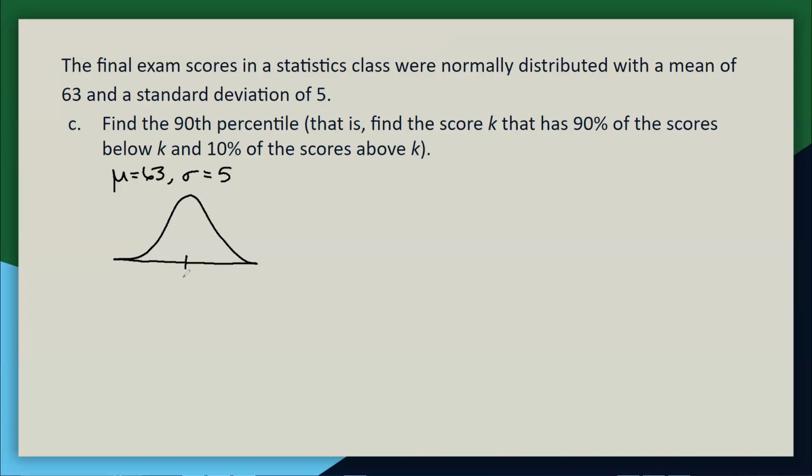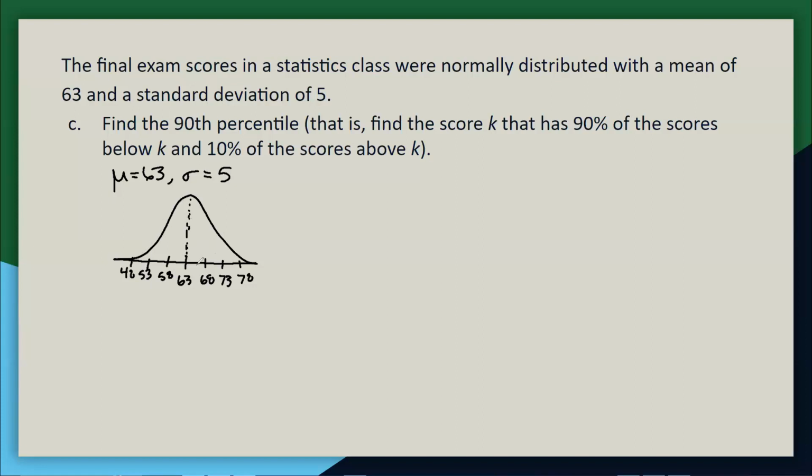So let's label this. We know that this is 63, 68, 73, 78, and then in the other direction, 58, 53, 48. And our mean is right here in the middle where the peak is. That's our mean. So I know that the mean cuts that graph in half. So I already know the area to the left of the mean is 50%.